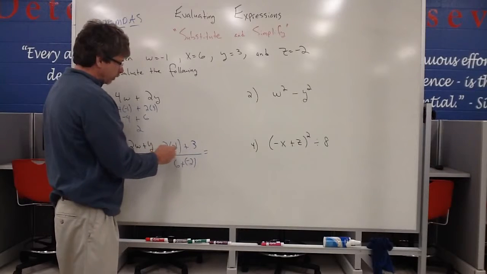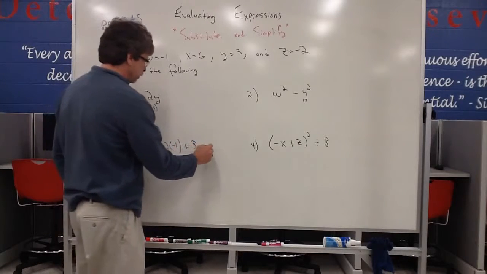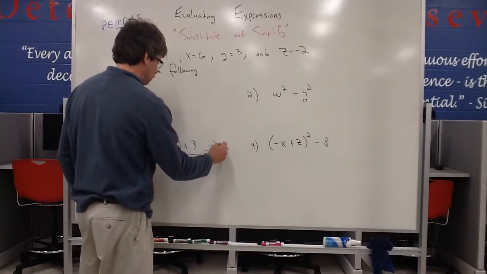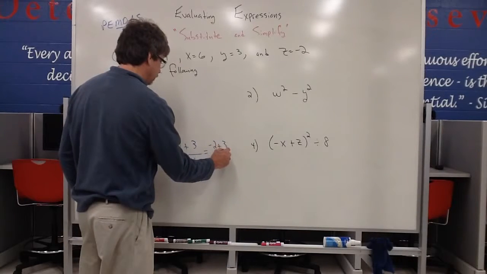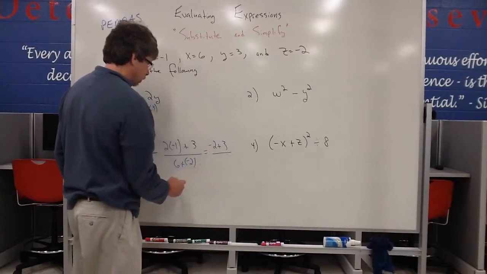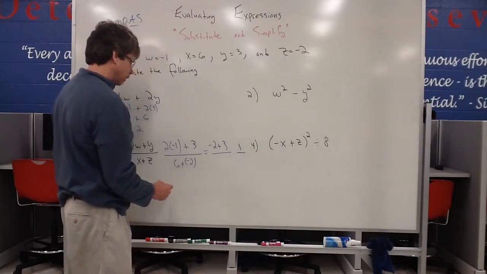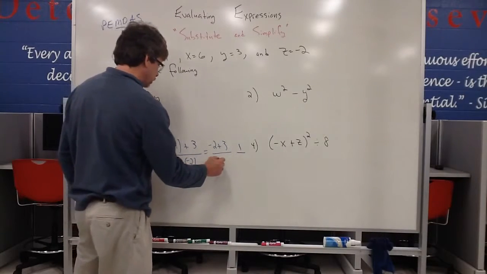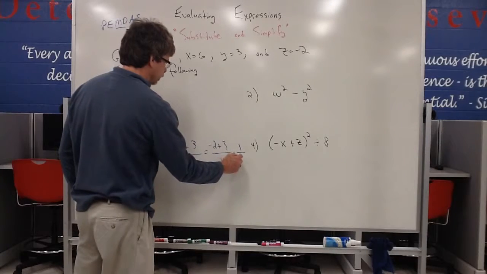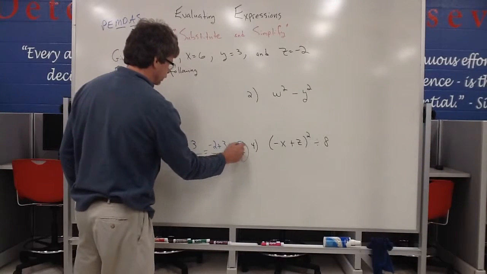So on the top we see multiplication and addition. So we see a -2 plus 3, which in turn would turn to a 1 on the top. 6 plus -2 would just be a 4. So it looks like we're getting 1/4 as our answer.